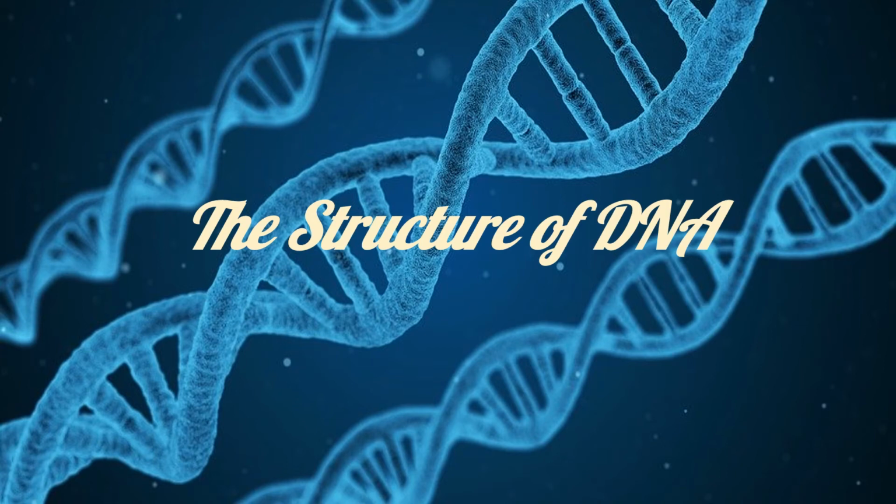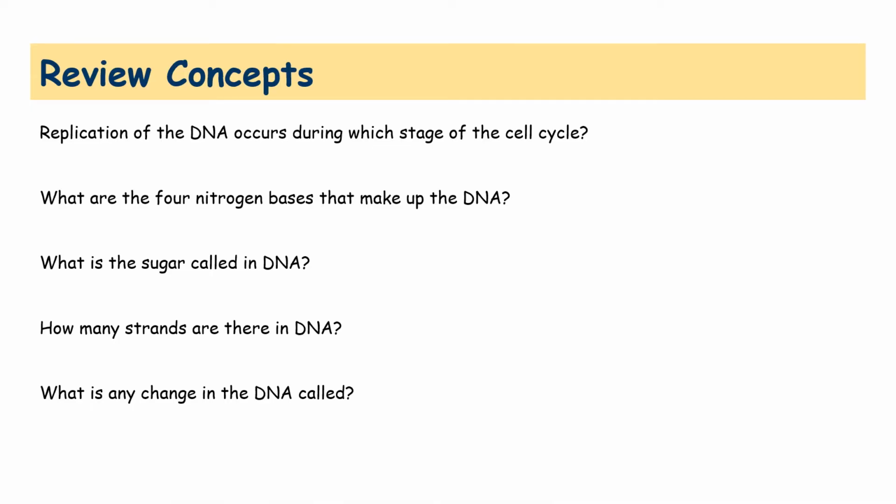Okay, we're going to talk about the structure of DNA, and we're also going to talk about replication. So, a few key concepts that we need to review. Replication of the DNA occurs during which stage of the cell cycle? And that is S phase. Keep in mind, another word for replication is synthesis.